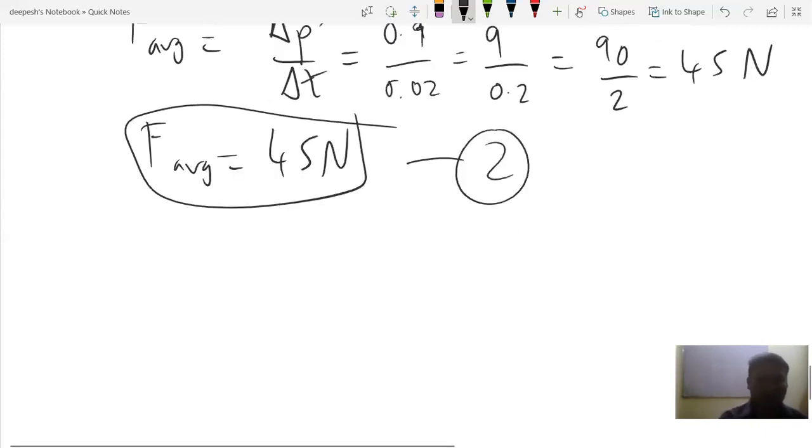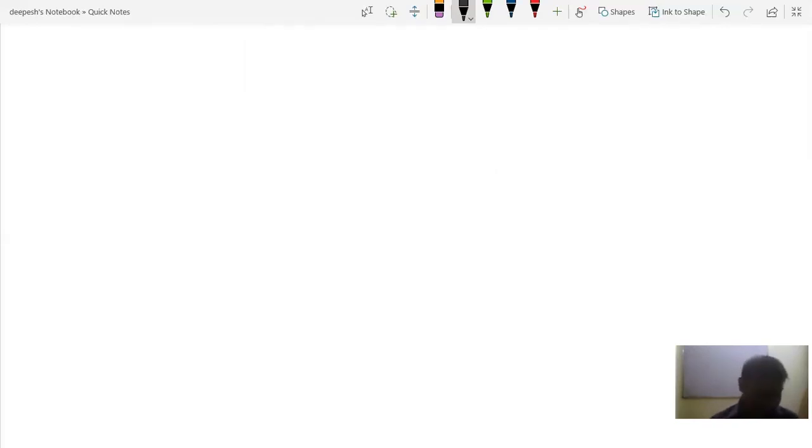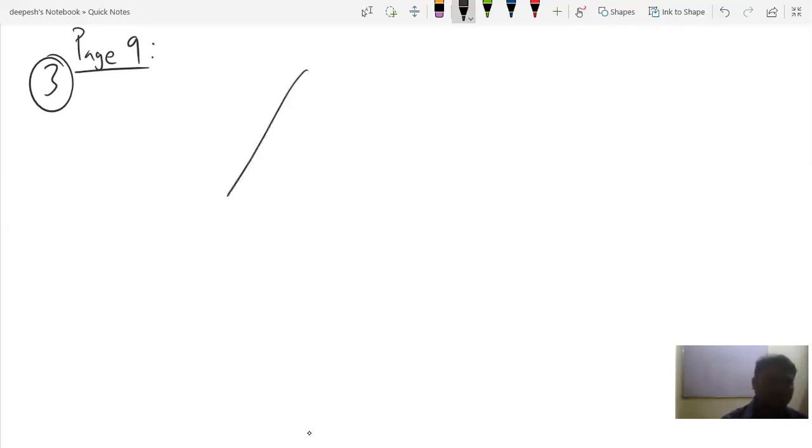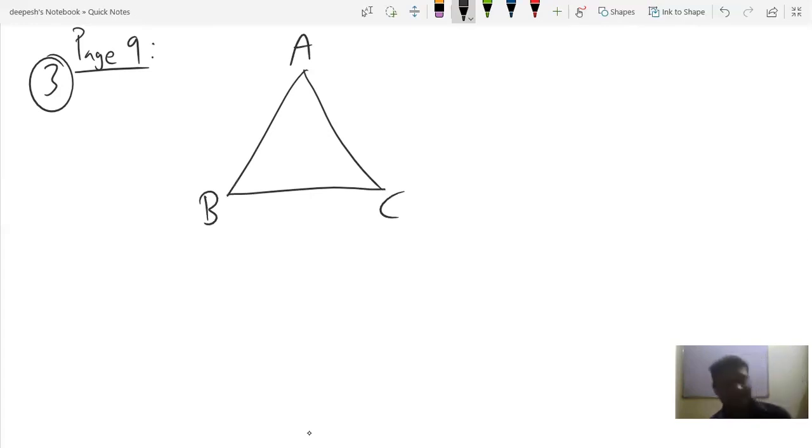Now after illustration 2, let us move on to illustration number 3. Illustration number 3 we have on page number 9. So on page number 9 of our class notes, we have illustration 3. We have 3 particles A, B, and C. So they move together. It is given in the question, 3 particles A, B, and C of equal masses move with equal speed along the medians of an equilateral triangle as shown in the figure.